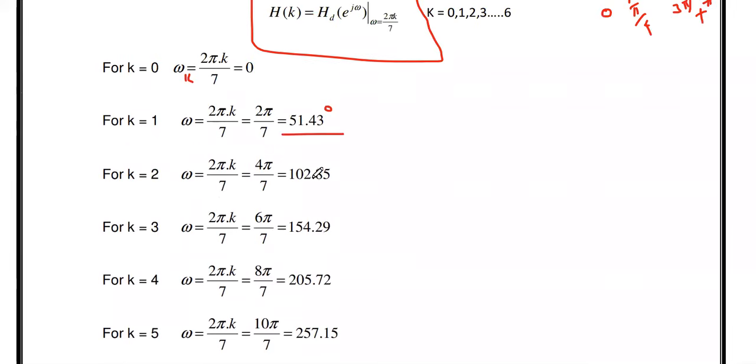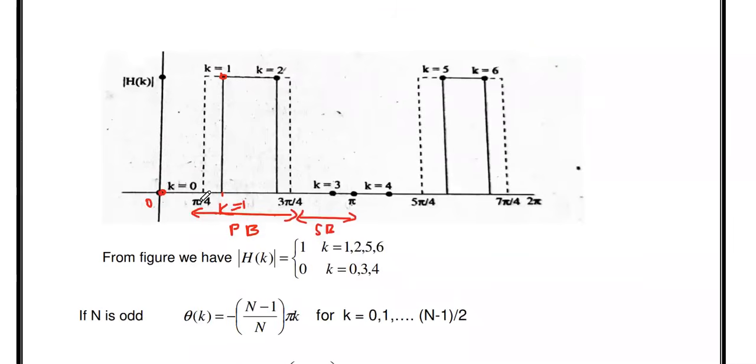Similarly, for k equal to 2, what is the omega value? 102.85. So where is the 102? This is 45, and this 3 pi by 4 is 135, so 102 may come here. So under k equal to 2, what is the Hd of e power j omega? It becomes 1. This is the second sample. So whenever k equal to 2, the modulus of H of k is 1.